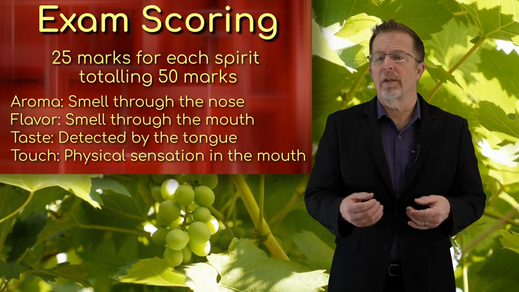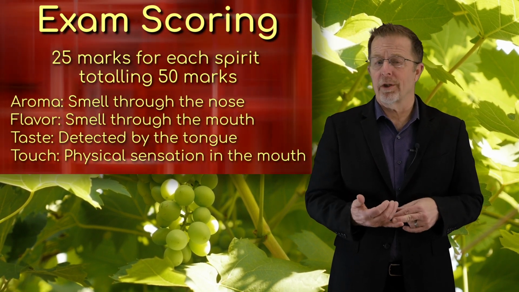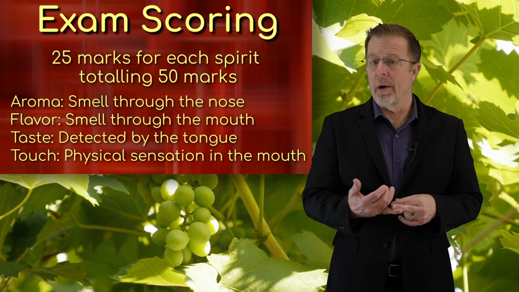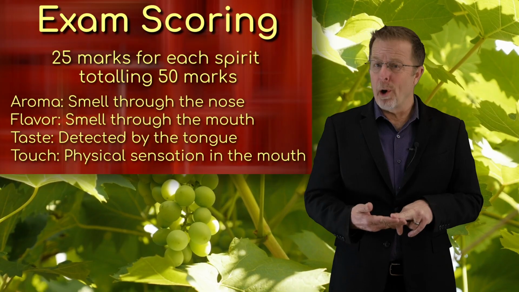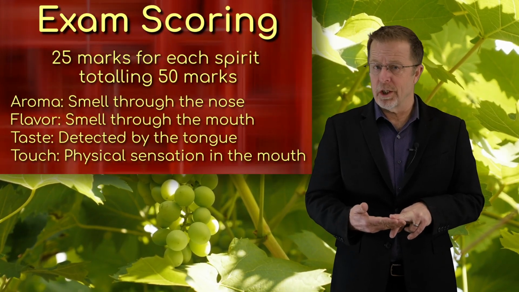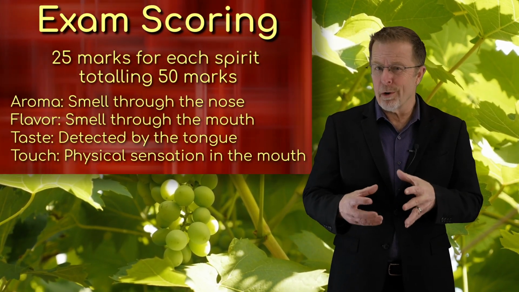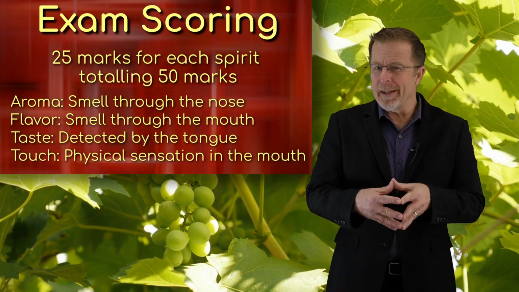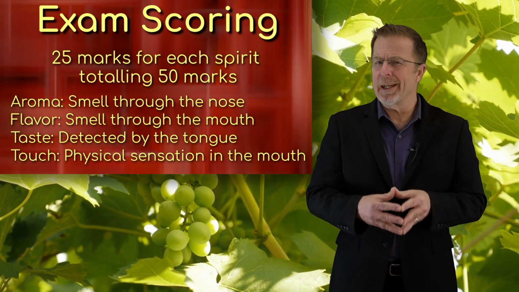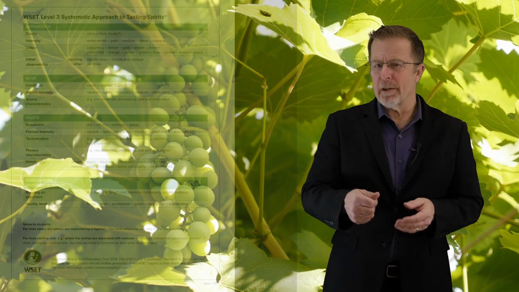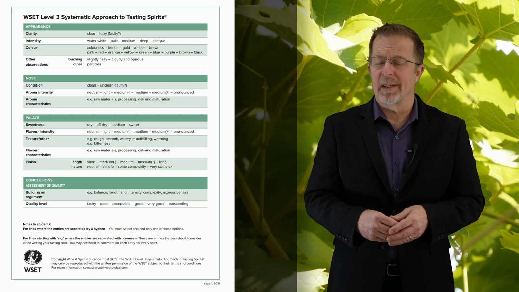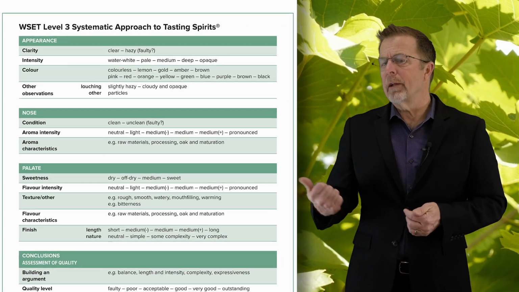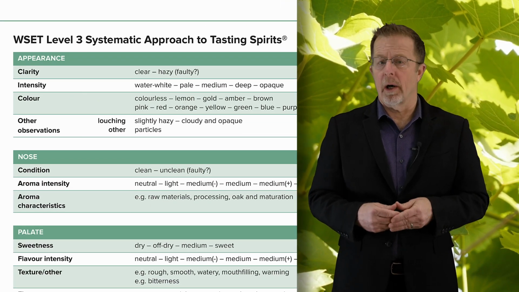Every spirit you taste is the result of 4 production stages: processing the raw material, alcoholic fermentation, distillation, and post-distillation operations. Your goal as a taster or evaluator is to find the evidence of these stages in your glass. So let's break down the SAT step by step. Why don't you go ahead and have that SAT card in front of you. So we're going to begin with appearance, which is worth 2 marks.